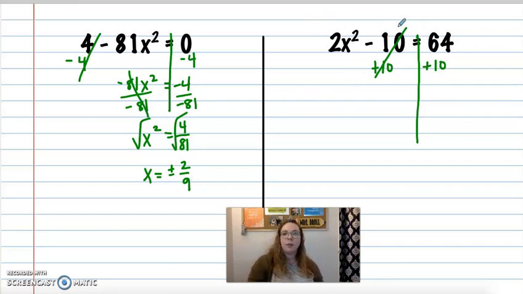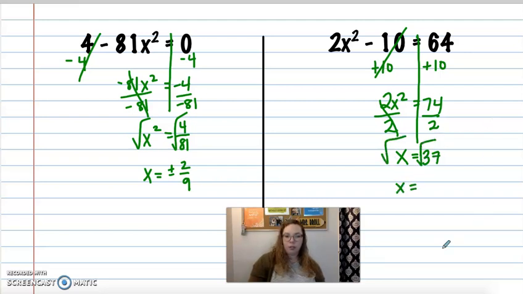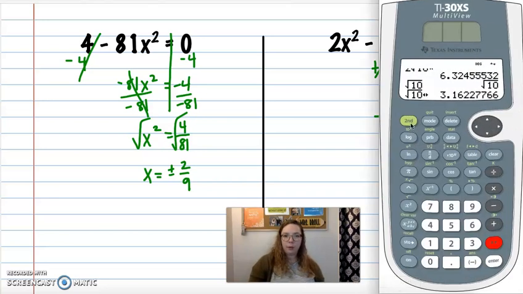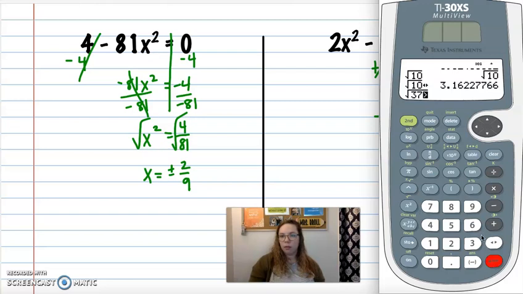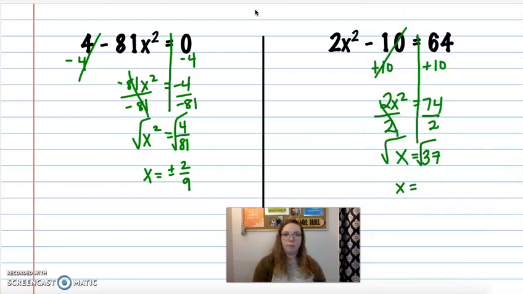All right, back to this one. So I'm adding 10 to both sides. I have 2x squared equals 74. So then we'll divide by 2. So that should give us 37. So let's see. Did that one earlier, I think. So root 37 is our exact form. 6.1 is our approximate form.